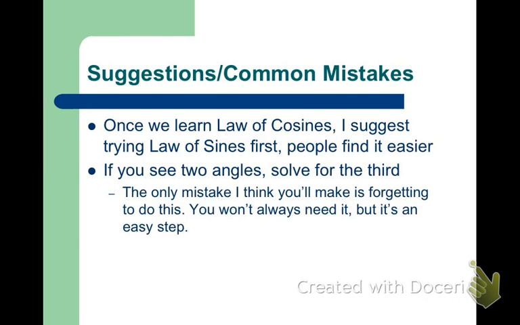So jumping back to the suggestions and common mistakes, I'll remind you again when we get there, but we're also going to learn a thing called the law of cosines. I always recommend trying the law of sines first. Most people find it easier. If you don't, that's fine. You can flip that suggestion. The suggestion, which kind of leads to the common mistake, is that sometimes you'll think that the law of sines isn't going to work because you didn't solve for the third angle. And sometimes you need it. Sometimes you won't, but it's a really easy calculation, and so you might as well go ahead and solve for the third angle in case it does help you.